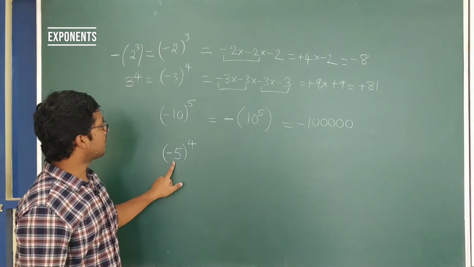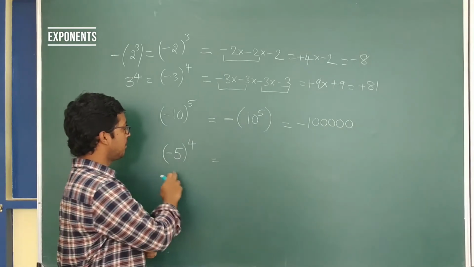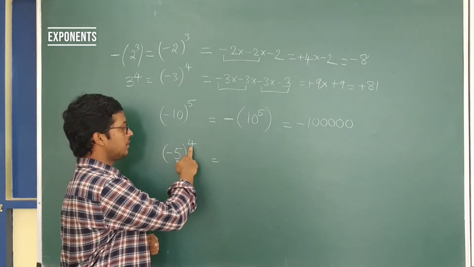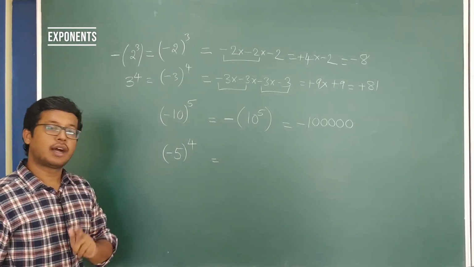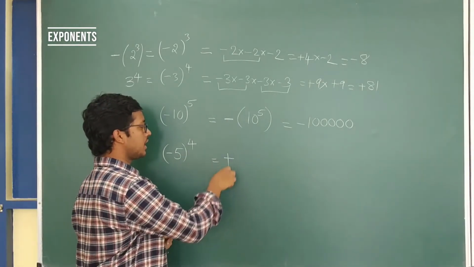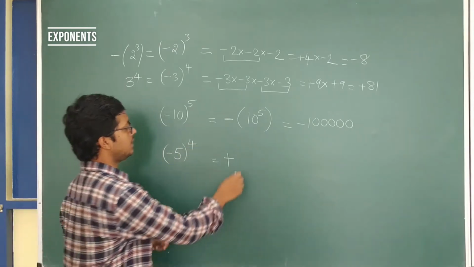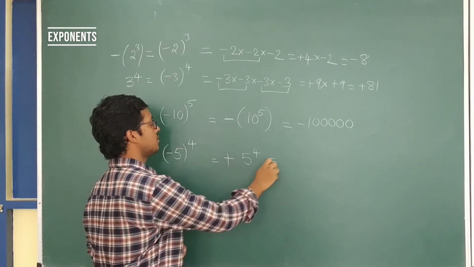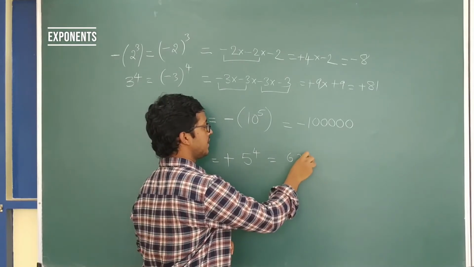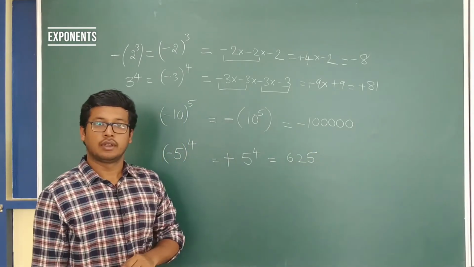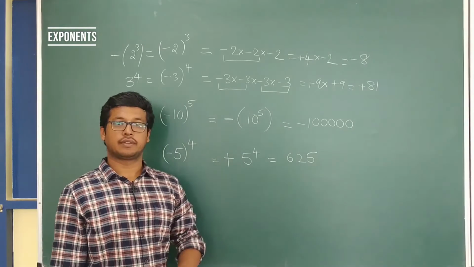Okay, so let's check this one, minus 5 raised to 4. Now base is negative, power is even. If the power is even and the base is negative, the answer is definitely positive. So I can ignore the minus sign and write it as plus 5 raised to 4. So plus 5 raised to 4 can be written as 625. So the answer is positive 625.